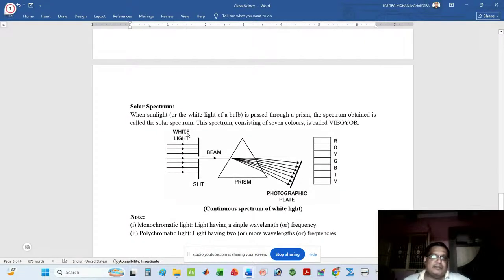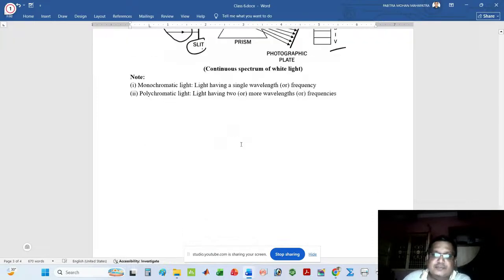Next, I have also completed the solar spectrum. When white light of the sun passes through the slit, the beam will strike the prism. Then the beam strikes the photographic plate. Then the photographic plate is affected, and when someone analyzes the photographic plate using the spectrometer, it shows 7 colors, that is denoted as VIBGYOR.